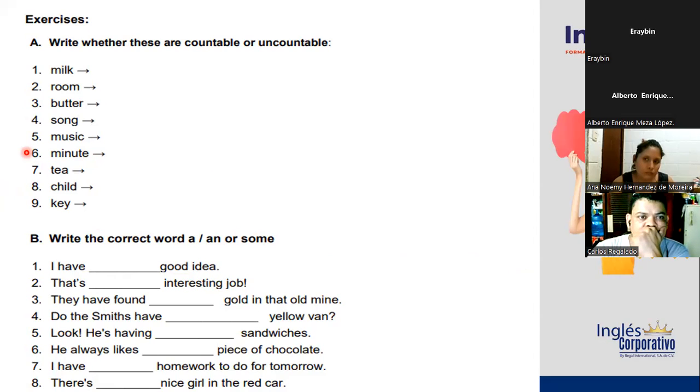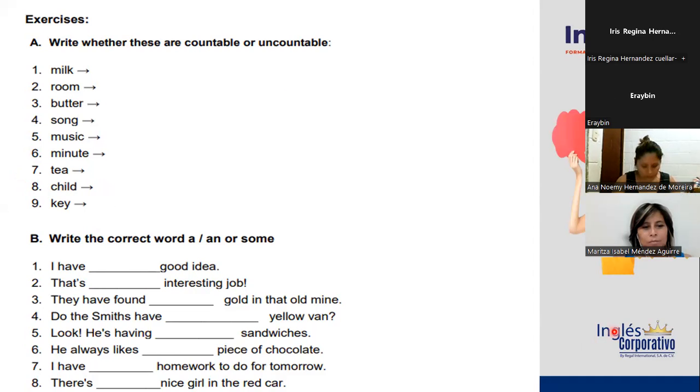Why do you think that? Sorry. It's countable. And if it is countable, why do you say so? Because actually we can count down the numbers and minutes are numbers. We can count minutes. Okay, makes sense. When we say butter, that's mantequilla. Okay. Now, Carlos Regalado, what do you think about number seven? Uncountable. What about number eight, Maritza?